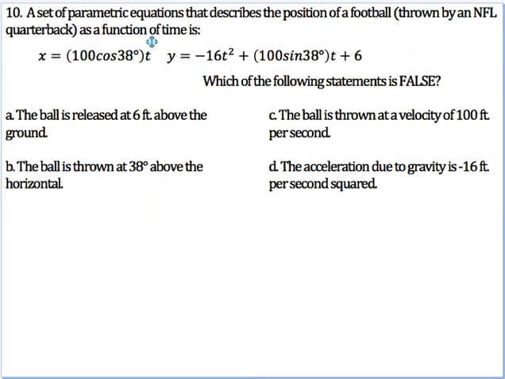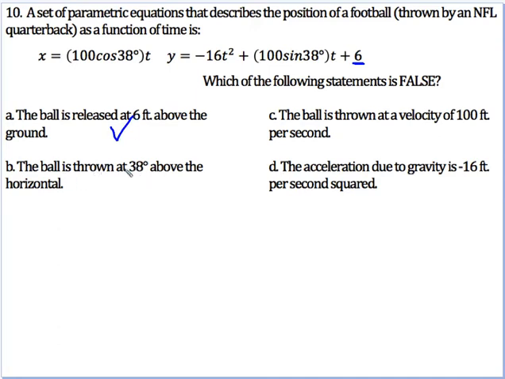All right, next question. A set of parametric equations that describes the position of a football thrown by an NFL quarterback as a function of time is. So they give us the formula. Which of the following statements is false? Okay, a baseball is released at 6 feet above the ground. Well, your initial height is right here. So that tells me that this answer is correct.